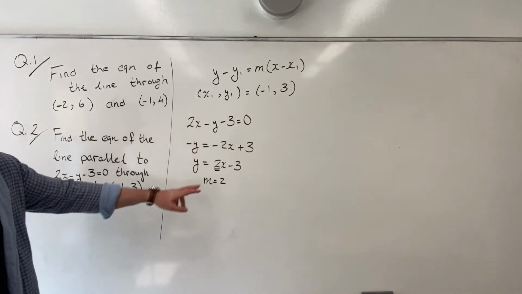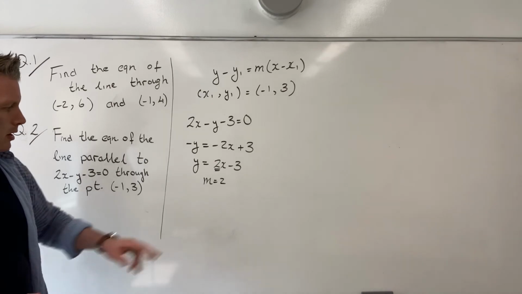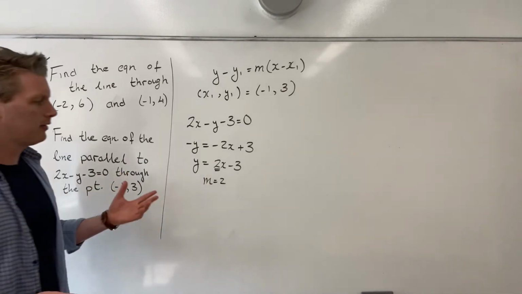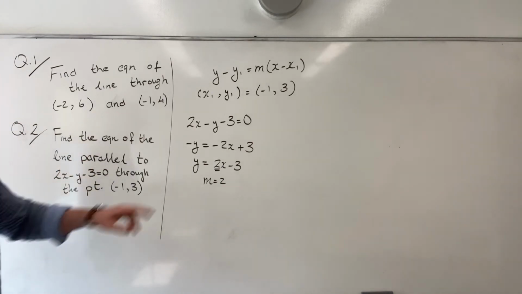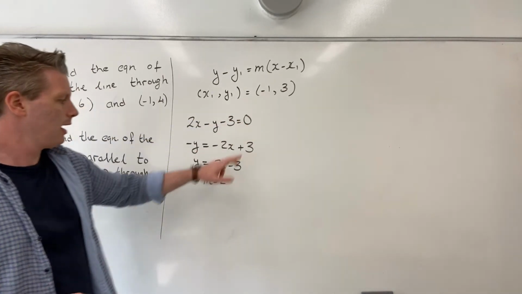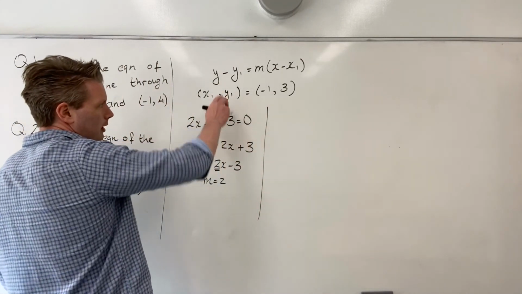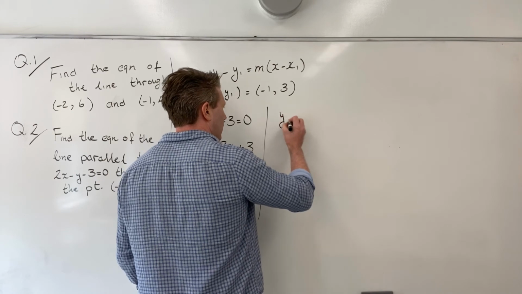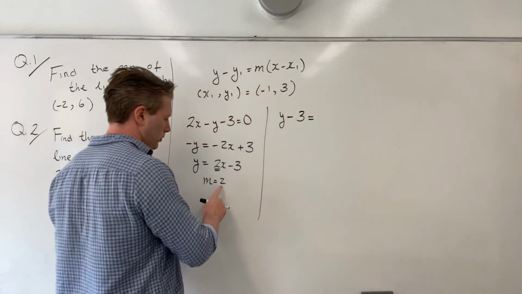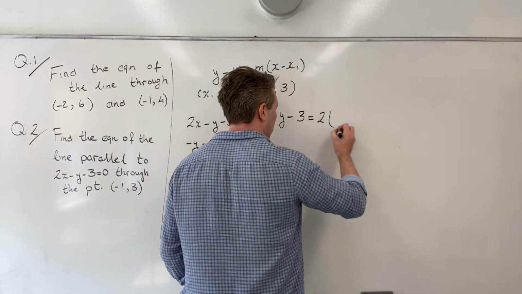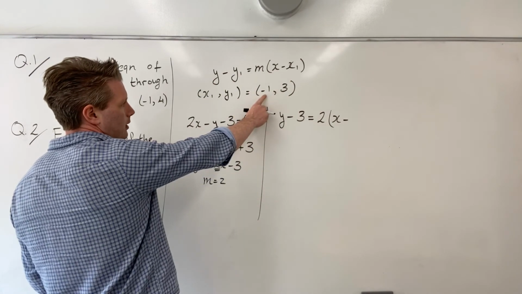In slope-intercept form, the coefficient on the x is the slope of that line. So I have an m of 2, and so now I have all the information I need to proceed and find the equation of the line that I'm looking for. I have a point, minus 1, 3, and I have the slope of 2. So I will simply plug that into my formula. I have y minus y1, which is 3, is equal to 2, parentheses, x minus, and my x1 is negative 1.